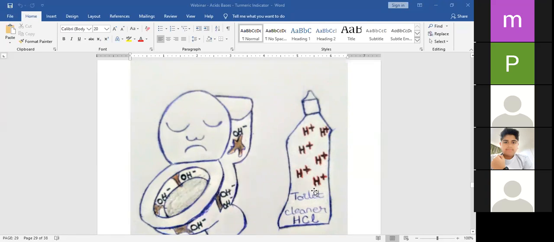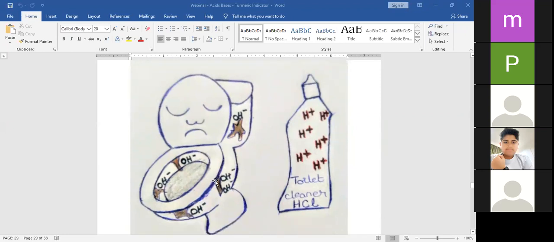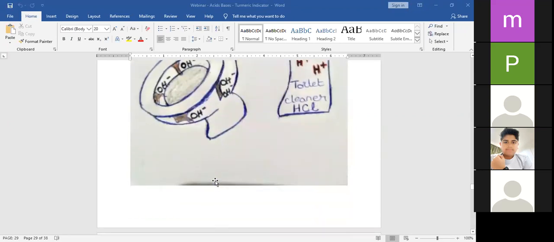You probably use an acid. That's because you want to neutralize it. OH minus and H plus together, when they come in contact, neutralize, and it removes that cream color. And that's how you see a nice, shining commode. So now we saw about neutralization also.